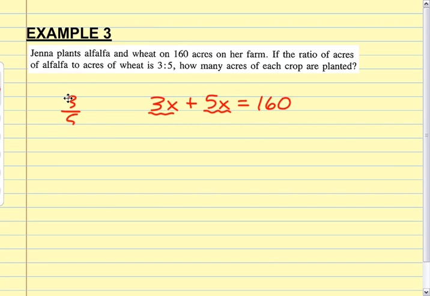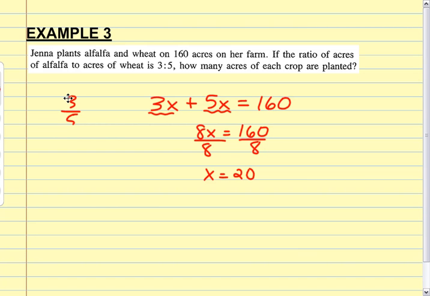Does that make sense? Yes, sir. Okay. Now, Jordan's already told me I can combine the 3x and the 5x and get 8x is equal to 160. And when I divide by 8, x is equal to 20. But what does x stand for? What was it? Number of acres of alfalfa.